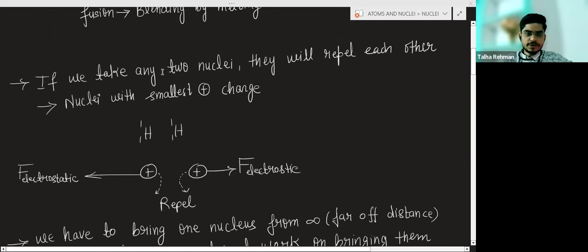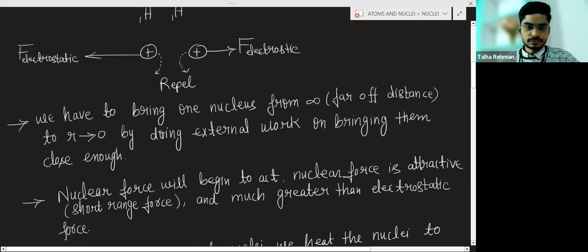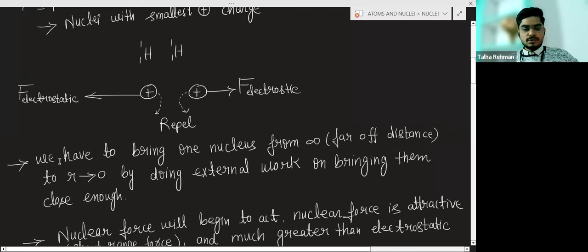You can see here, if we take any two nuclei, okay, take this nucleus and this nucleus, they will repel each other. Basically, we have taken two nuclei with the smallest positive charge. I have told you why they are repelling. We have to bring one nucleus from infinity. So what should you do now? Bring this nucleus closer to this nucleus.